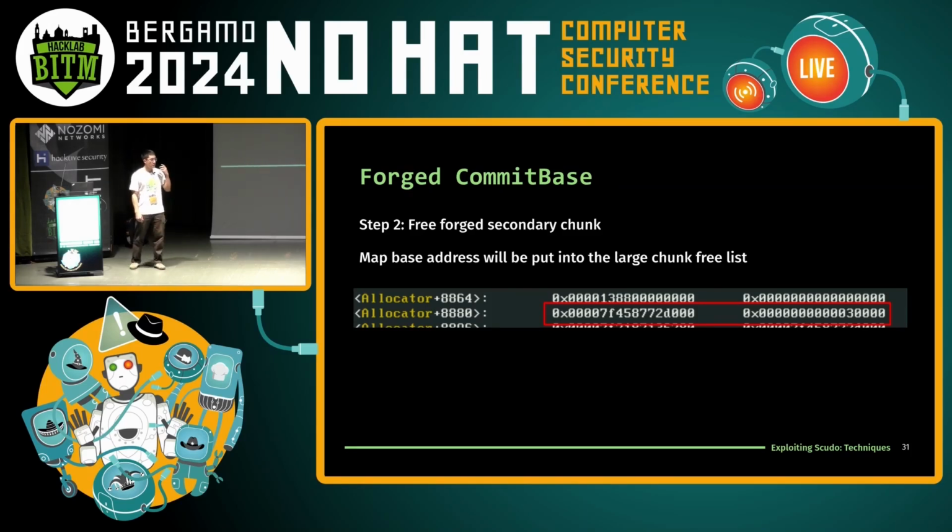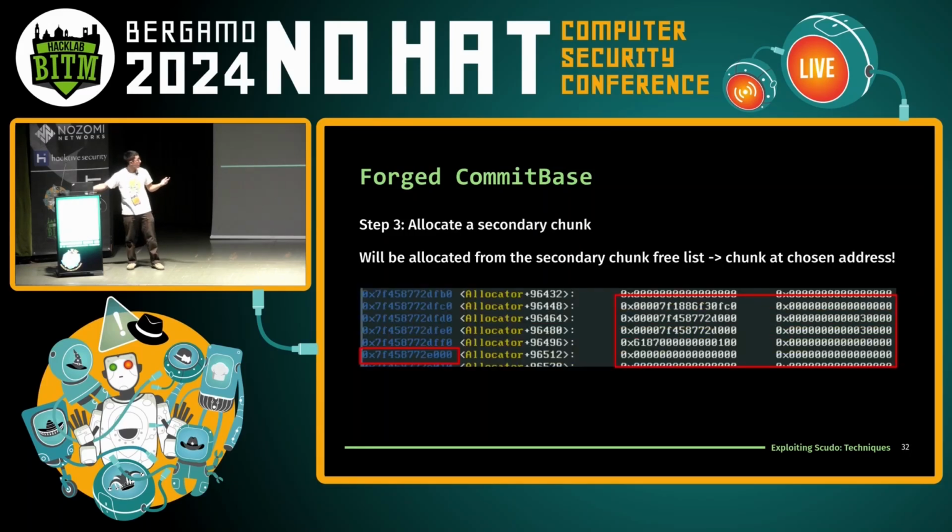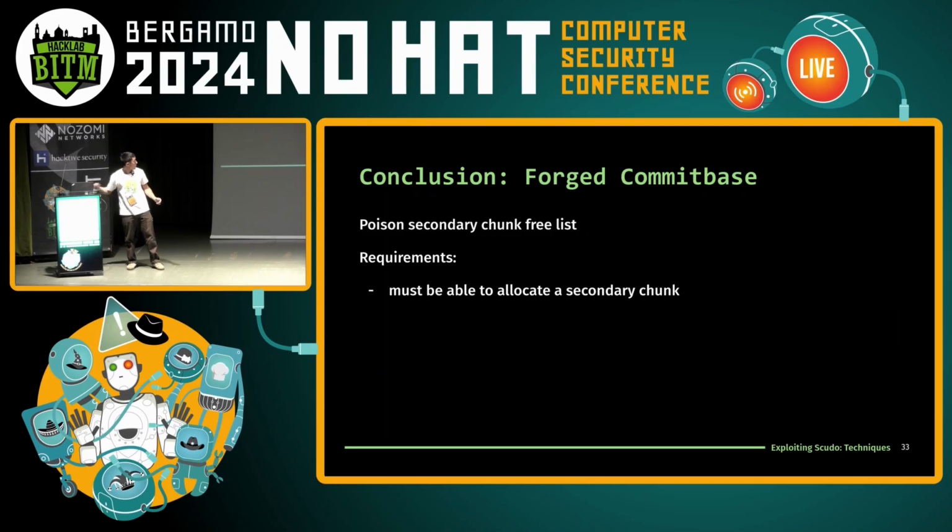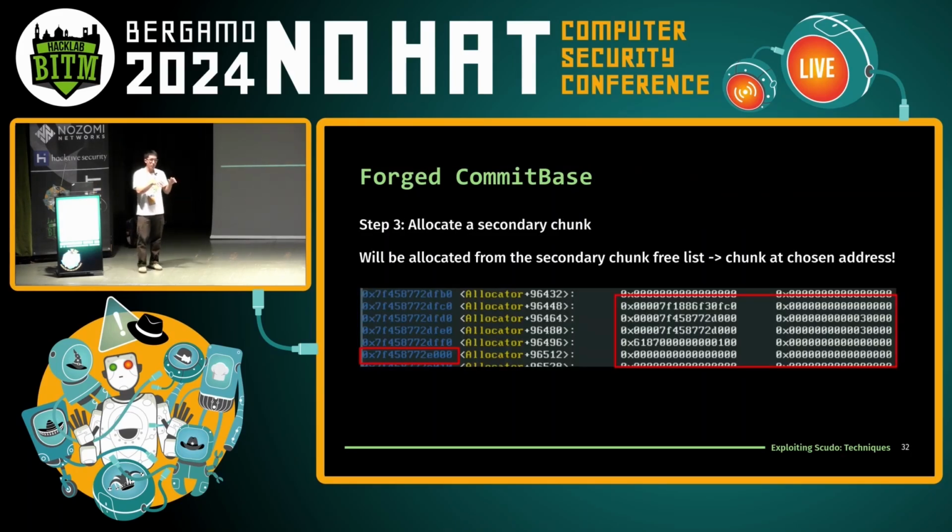But of course, when you place arbitrary pointers in there, you can get Scudo to return arbitrary pointers from the free list, which is exactly the third step of our technique. Basically, the attacker requests a secondary chunk to be allocated, and that secondary chunk will be served from the secondary chunk free list and will be allocated at the attacker's chosen address. And now the attacker has achieved his arbitrary write because now the attacker has basically placed a chunk at his chosen address.